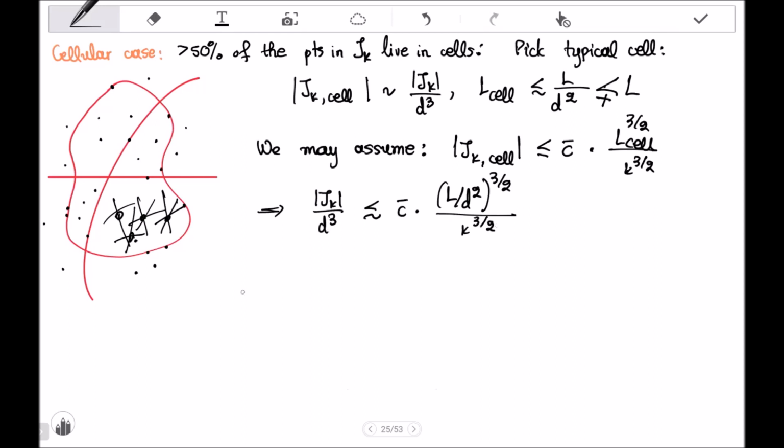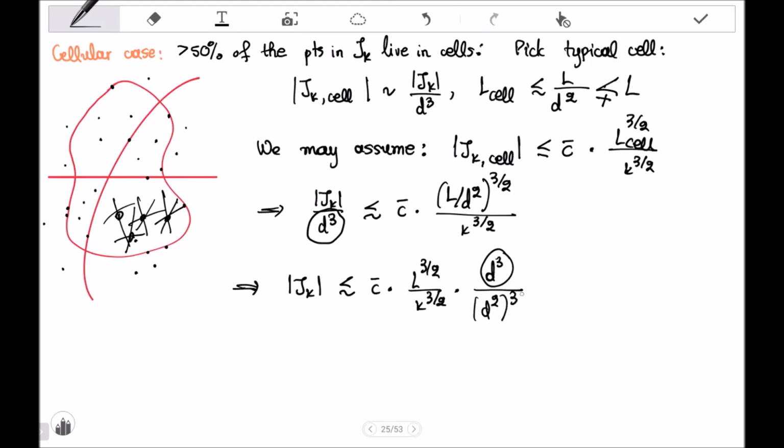And now I rearrange so that I start seeing the estimate I wanted. Jk is on the left. It's at most a constant times the inductive constant times L to the 3/2 over k to the 3/2. That's good. And then the d to the 3 from the left will come up here over whatever comes from here. That's d squared to the 3/2. And you see that they cancel out entirely, which means I'm not done because there is nothing to destroy this constant I accumulated through my refinements. So the induction doesn't close.